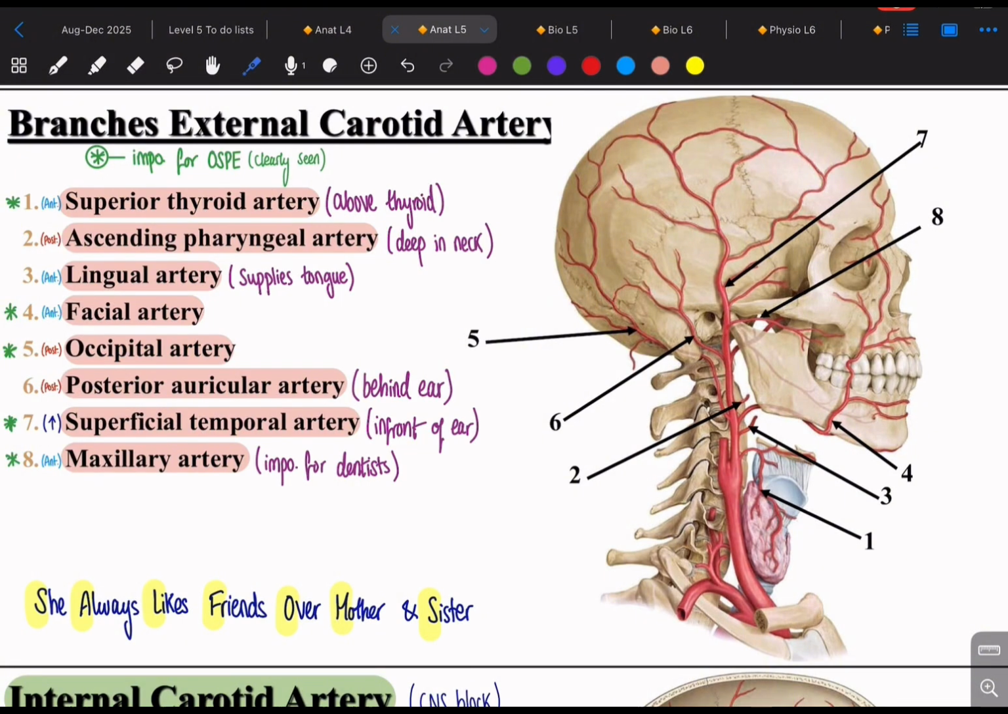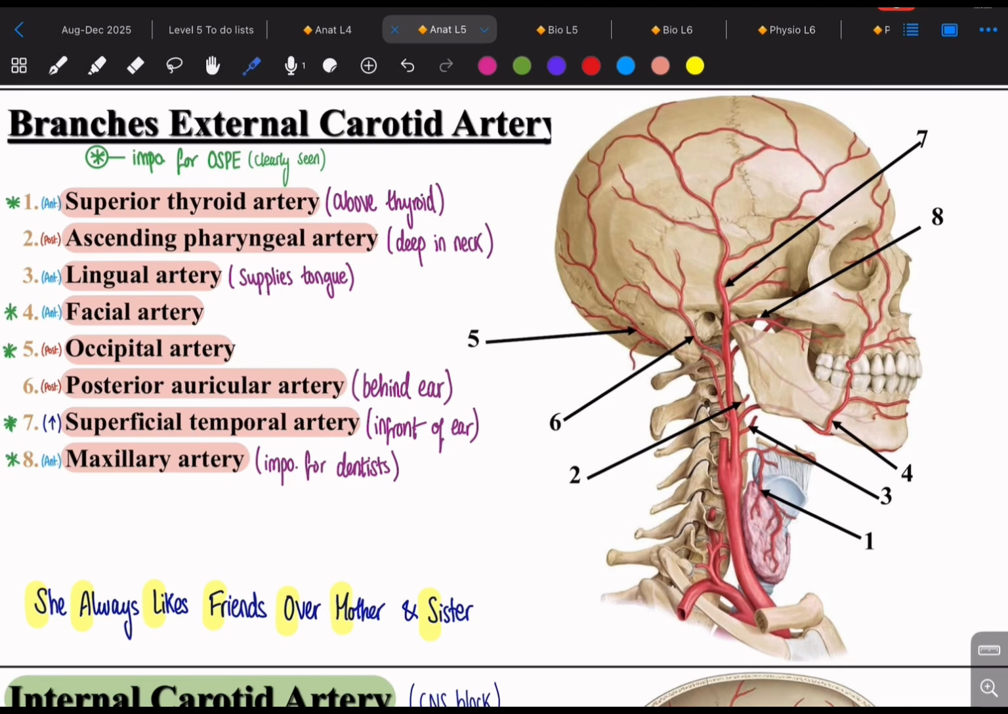So this is going to be the first anterior branch. Then we're going to give a posterior branch. Where's the posterior branch going to go? It's going to go to the pharynx, okay? So the second branch is going to be the ascending pharyngeal artery. So we have an anterior branch, which is the superior thyroid artery, and then another branch which is posterior, which is the ascending pharyngeal artery. Okay?